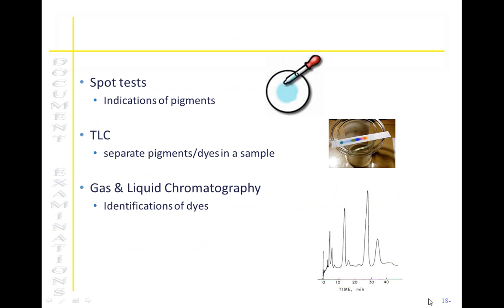Spot tests can also be done on these small little plugs or the dissolved or extracted ink that can give the examiner indications as to what pigments actually make up that color of the ink itself, because inks will usually be made of a combination of different pigments. And likewise, using thin layer chromatography, it will separate the various pigments that make up that color of the ink itself. Using gas or liquid chromatography, sometimes the actual dyes can actually be identified.